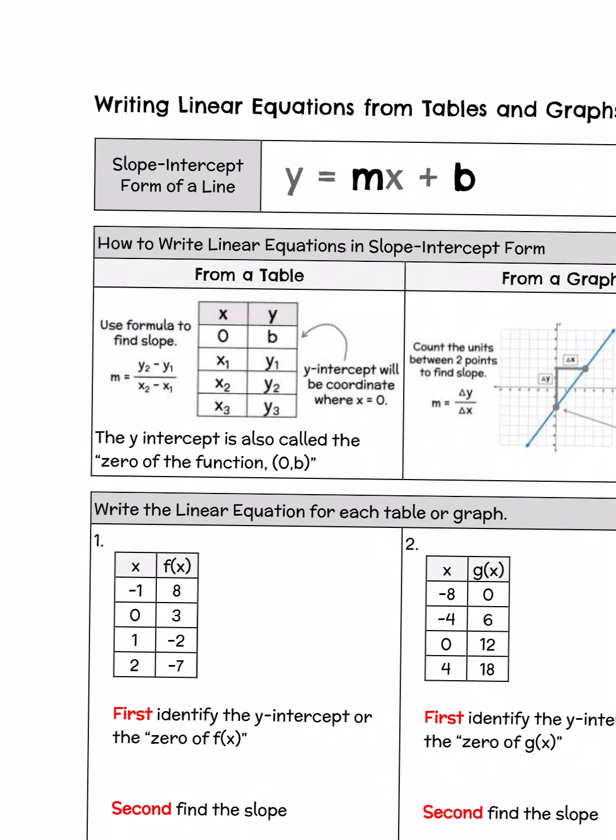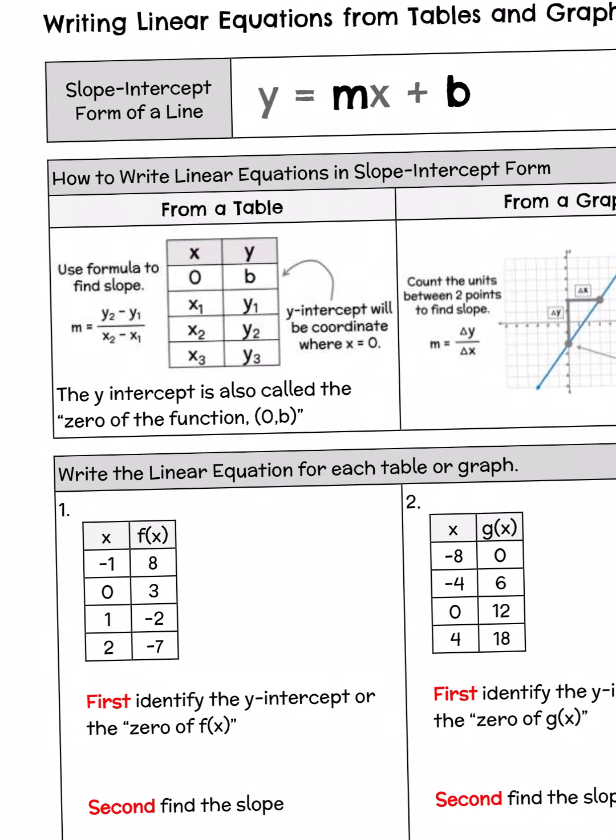Okay, today I'm going to go over how to write linear equations from tables and graphs. The slope-intercept form of a line is y equals mx plus b. Y equals mx plus b right here. I'm going to define what m and b are on the table, sorry, not the graph.